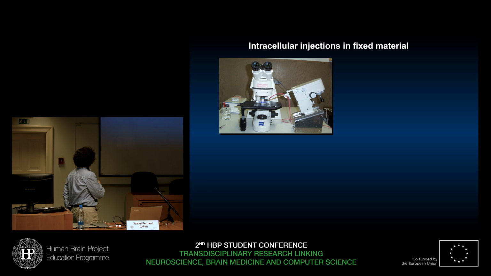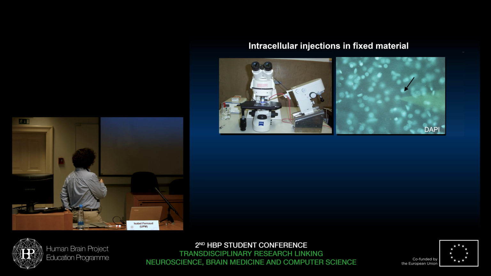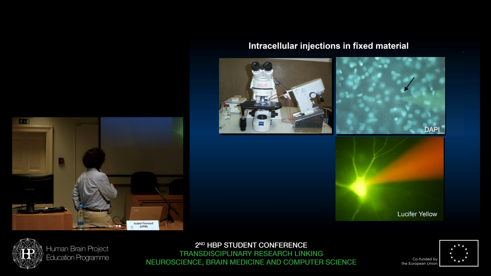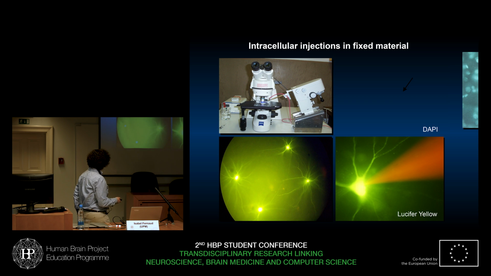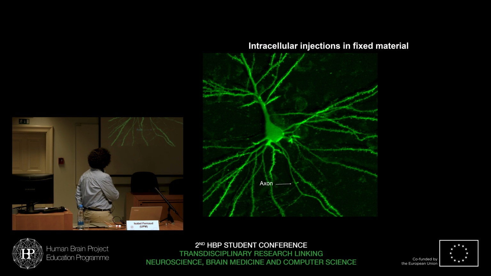This is the setup where we perform the injections. This is a microscope that is linked to a micromanipulator where we put an electrode filled with a fluorescent dye. First, we have to stain the tissue to visualize the nuclei with DAPI. When you select your neuron of interest, we approach the electrode to the nucleus of interest, and then with an electric pulse, you make the dye, the Lucifer yellow dye, go inside the cell. With this, you get your whole neuron filled with the dye, and you can visualize all the structures of the neuron, including the axon.